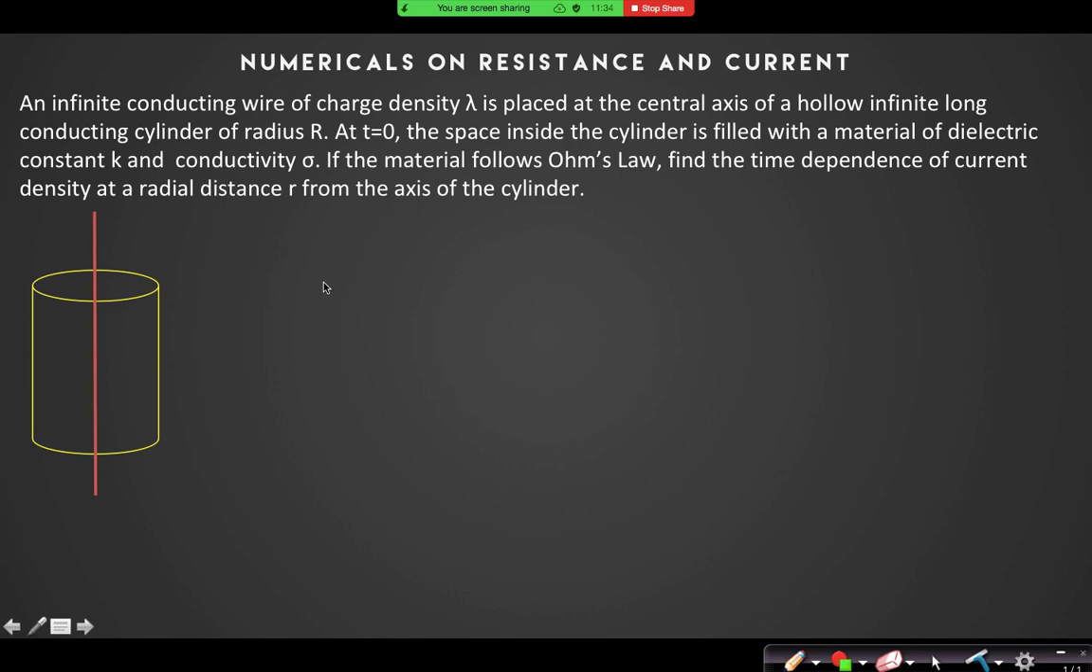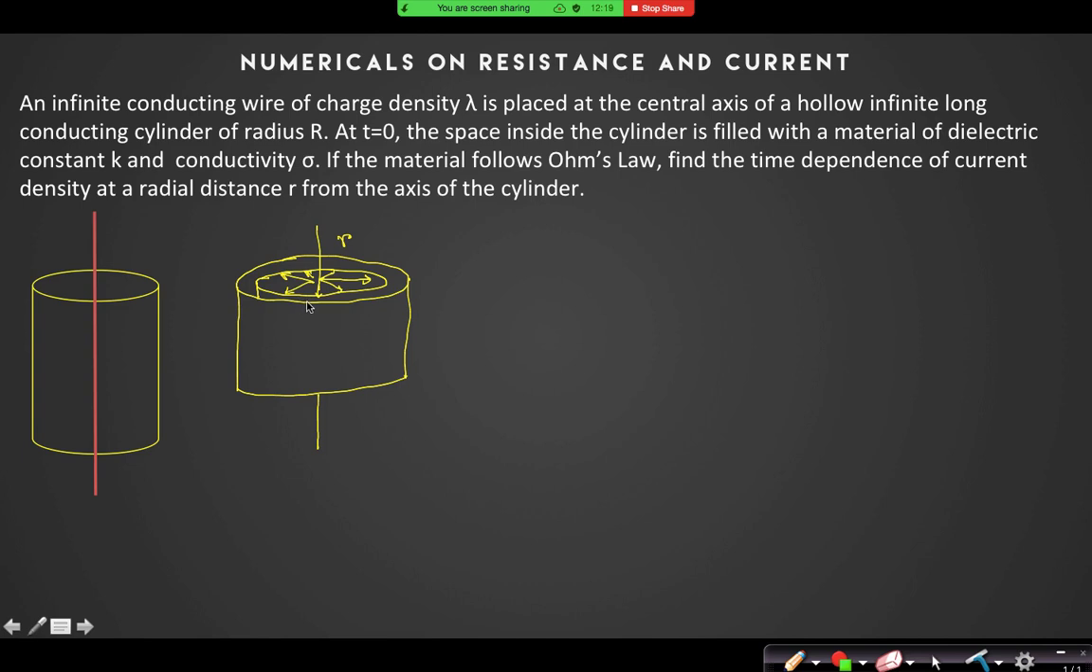So to understand this question, let us first assume a cylindrical shell at a distance r from the axis. Right? I have taken a cylindrical shell at a distance r from the axis. So the radius of that shell is small r. And this is the conductor. Now the currents are flowing radially outward. As you can see, the currents will flow radially outward.